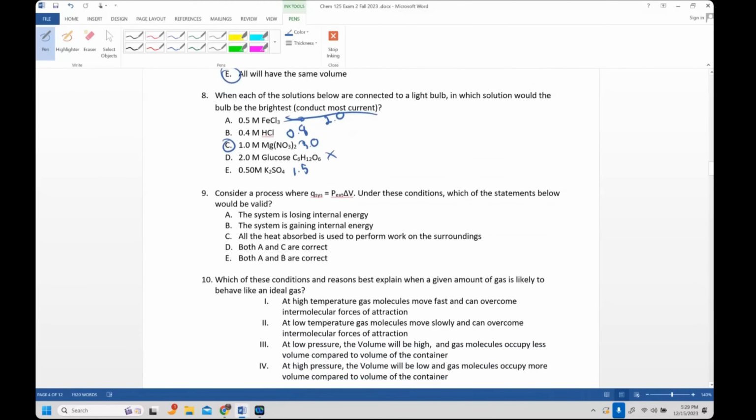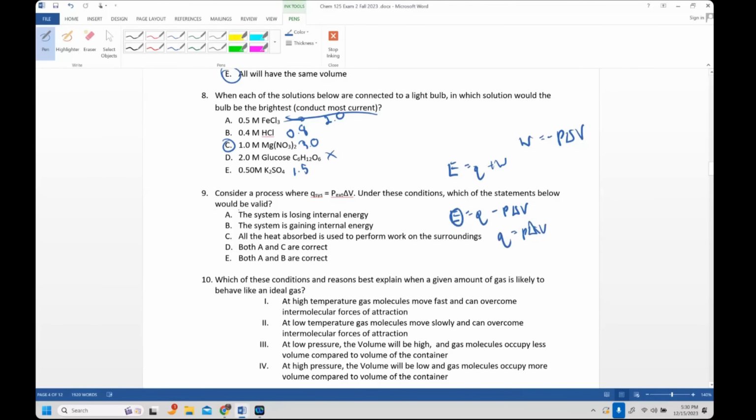Next, consider a process where Q system equals P times delta V. Okay, now what do we know about this? We know that E equals Q plus W. We also know that W equals negative P delta V. The only way for Q system equals P delta V to be true is if delta E is 0. If you move PV over, you get Q equals P delta V. That's the only way for this to be possible. So off the bat, we can say delta E is equal to 0.